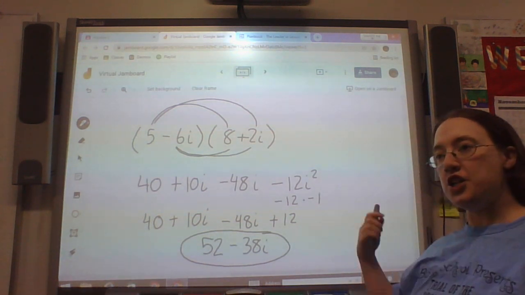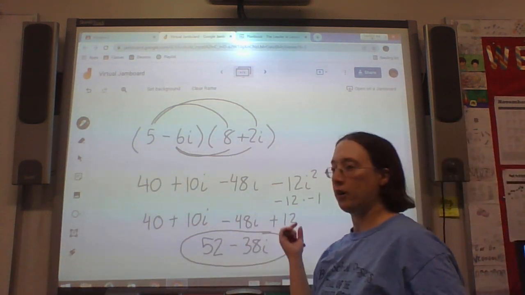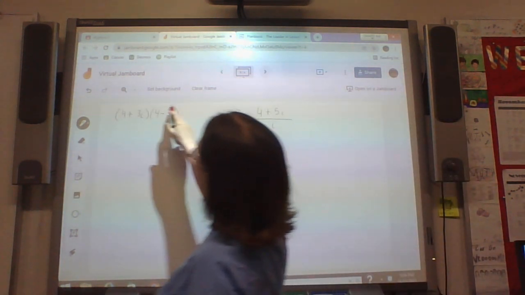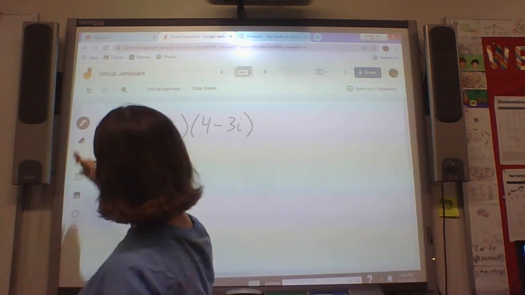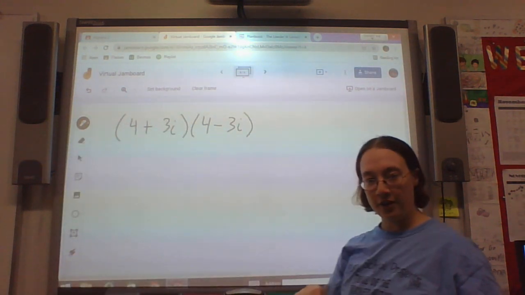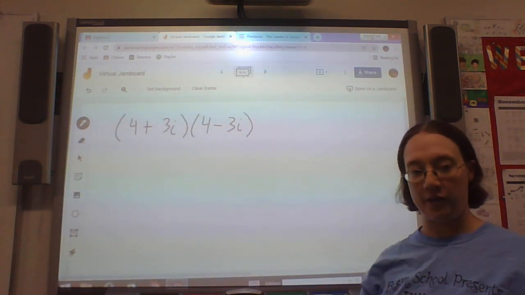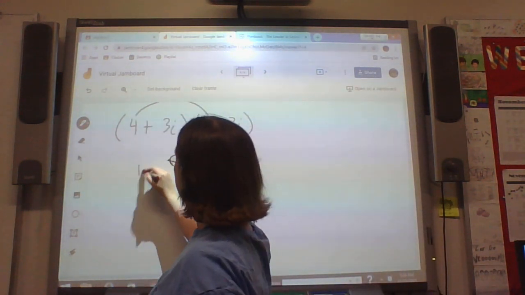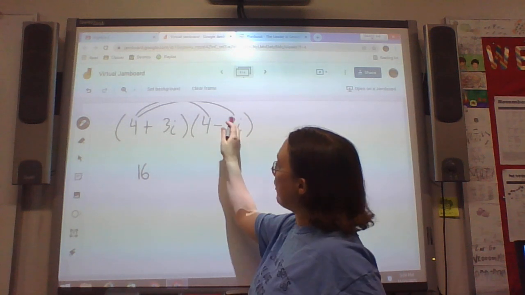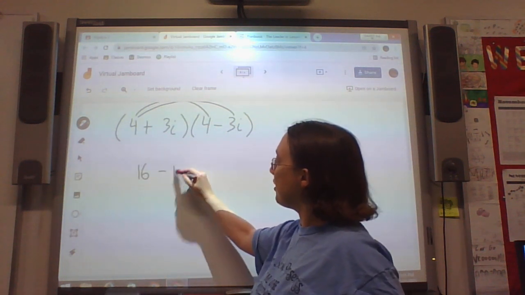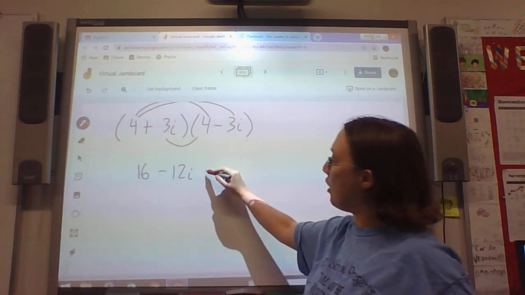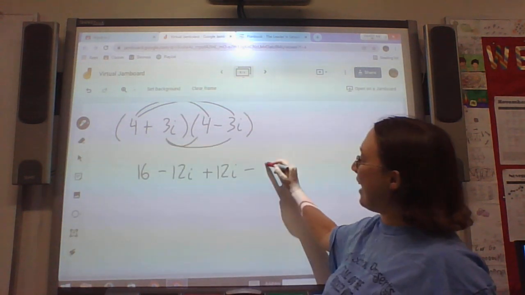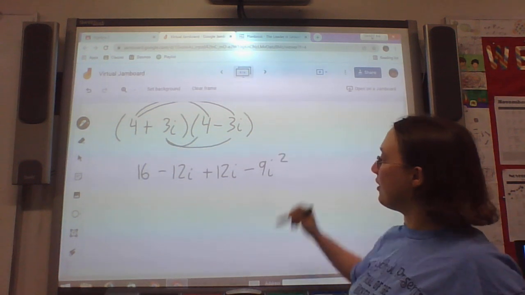Alright, now, usually you'll end up with both a real part and an imaginary part. Sometimes you won't. Sometimes you'll have something like this. So if we're starting off with something like this, we're going to start off by doing the same thing. So we're going to FOIL this. So 4 times 4 gets you 16. That's going to be a minus 12i there, and plus this 12i here, and minus this 9i squared.